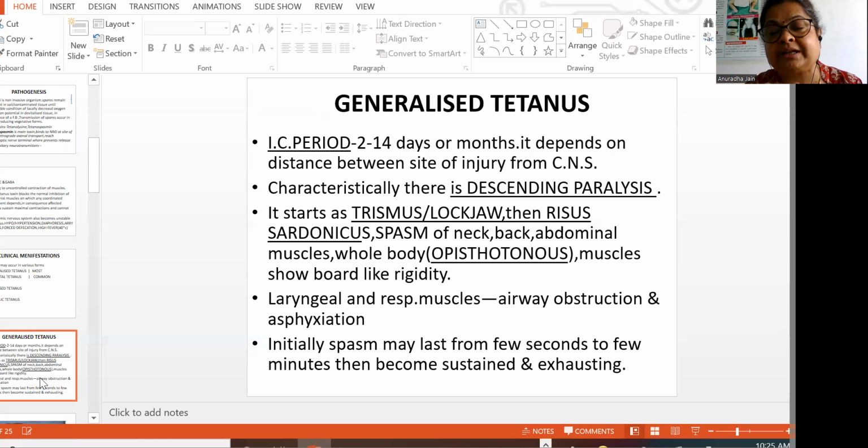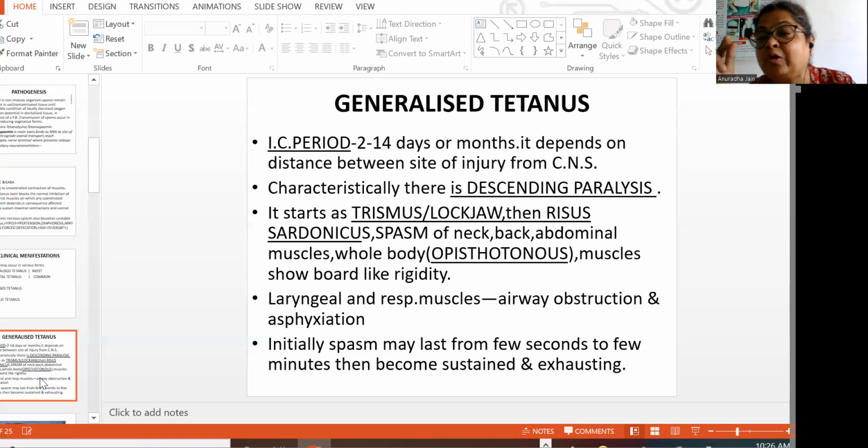Then in the descending form, spasm of the neck, back, and abdominal muscles, and then the whole body. So when the whole body muscles are affected and the spasm occurs, the patient takes a position like this, opisthotonus, where the abdomen and back are up, and both the lower limb and upper limb are on the ground. It is known in Hindi as Dhanurasana, like the shape of a Dhanush. So that is the opisthotonus.